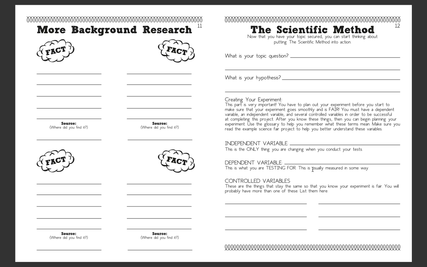Next, you are going to identify your different variables. Where it says independent variable right here, this is the only thing that you are changing when you conduct your tests. For your dependent variable, this is what you are testing for. This is usually measured in some way. And finally, your controlled variables. These are the things that are staying the same throughout your experiment. You're probably going to have more than one of these, and you can list them all in the space provided.